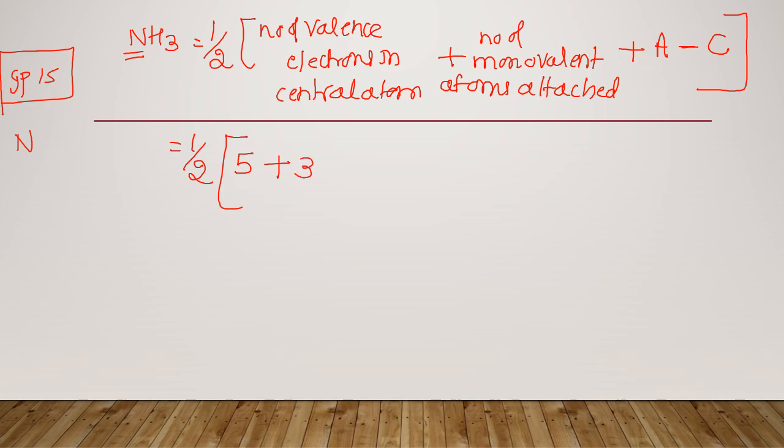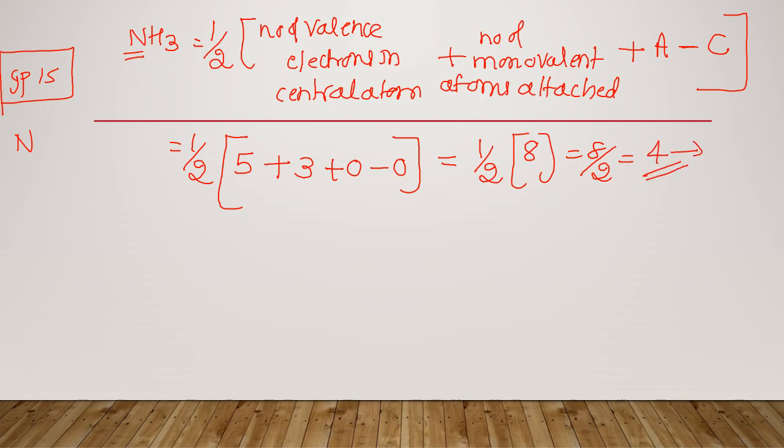Next, what is given? Plus A. Is there any anionic negative charge? Not there. So plus 0. Is there any positive charge? No. In ammonia, there is no positive as well as negative charge. So we can write like this. So now let us find out half into 5 plus 3. It is equal to 8. 8 by 2 is equal to 4. That means the type of hybridization in case of ammonia, that is central atom nitrogen, is sp3.